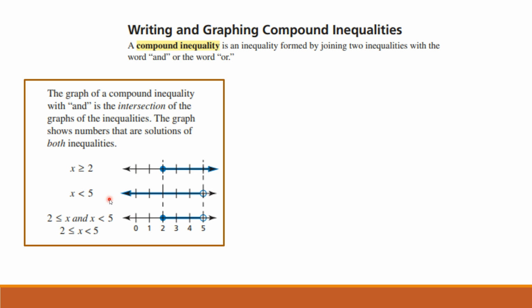So the values of x that meet both criteria, where x is greater than or equal to 2 and also less than 5, is the region in between the two boundary points. So when we combine these two, it's the intersection or where they overlap. So we say that 2 is less than or equal to x, which is less than 5 in between. So here's our boundary points, 2 and 5. 2 is included with the closed circle. 5 is the open circle.